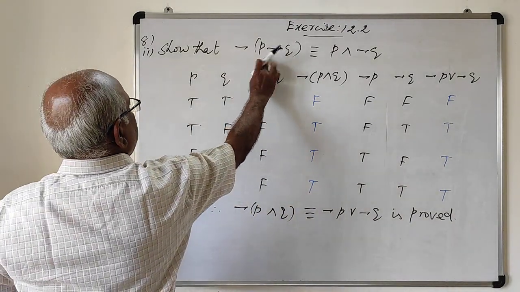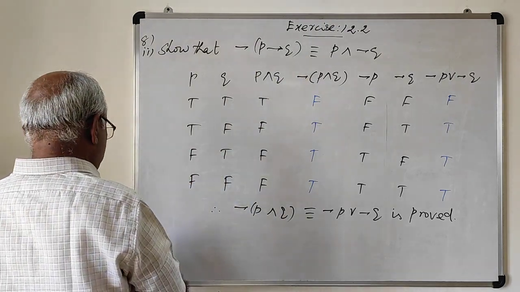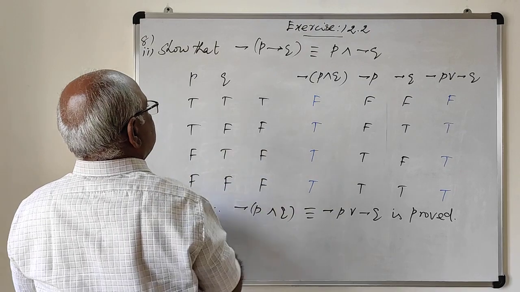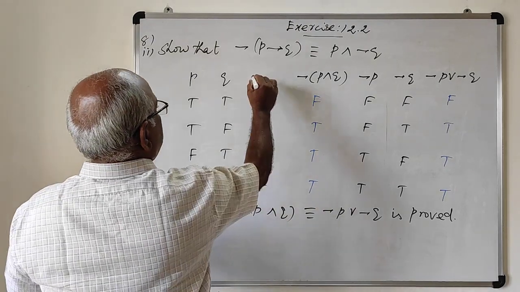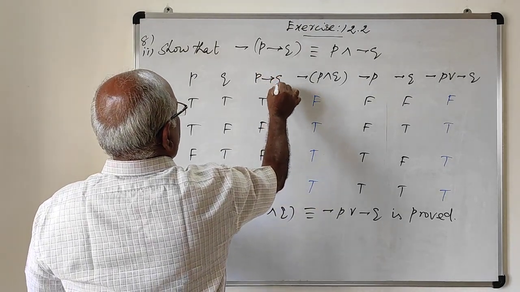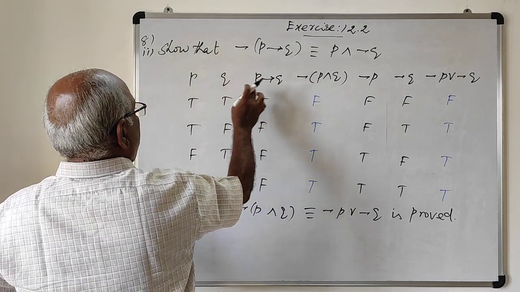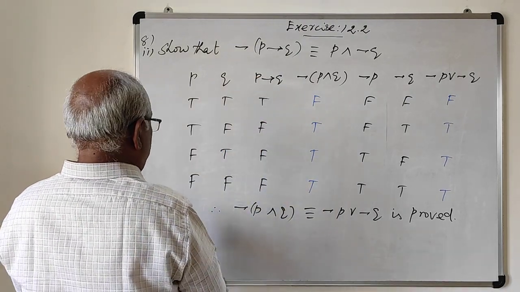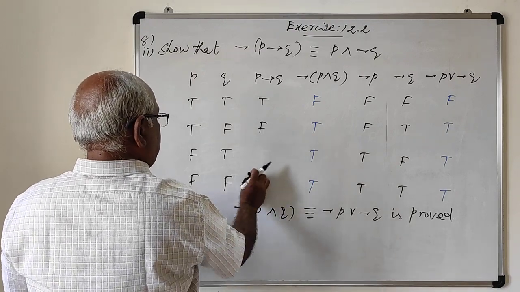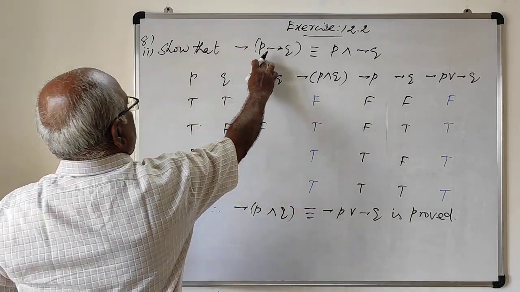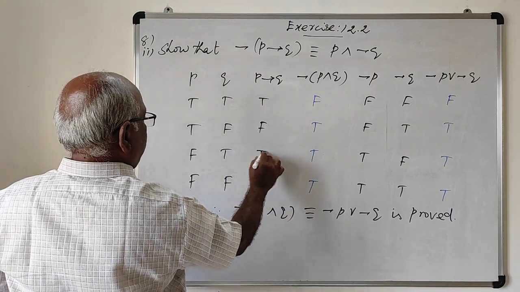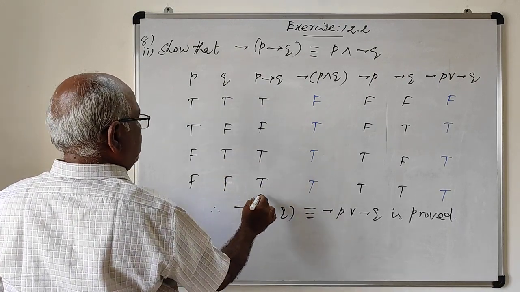Next we want P implies Q. For this column, instead of P conjunction Q, I want P implies Q. T to T is T, T to F is F, F to T is T, and F to F is also T.